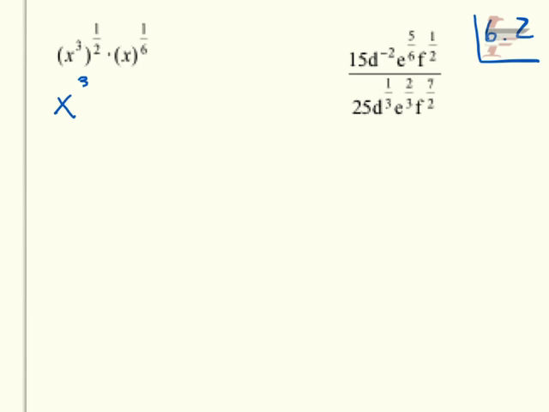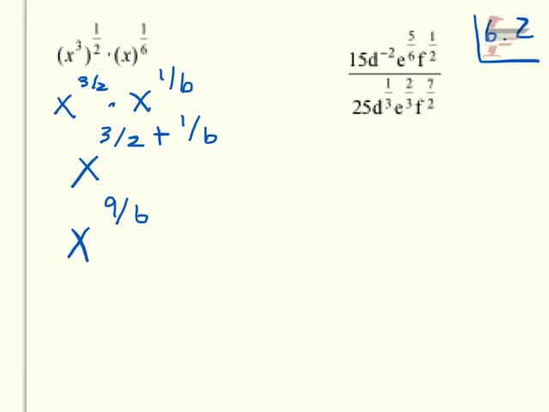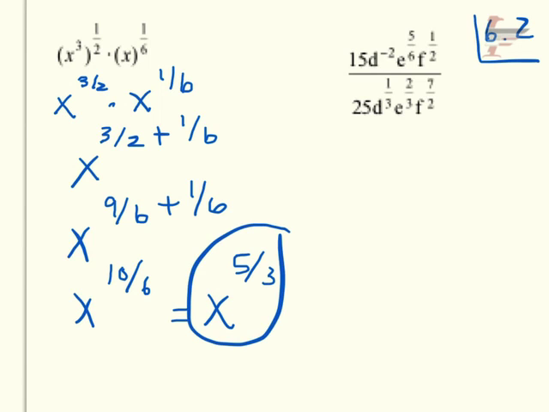3 times a half is 3 halves, and then x to the 1/6. And now because you have like bases, the base stays the same, and you can add the exponents since you're multiplying. And I need common denominator, so that would be 6. So this will be 9/6 plus 1/6, which is 10/6, and that reduces to 5/3. And then because it's variables, I don't have to think about simplifying because I don't know what x is.